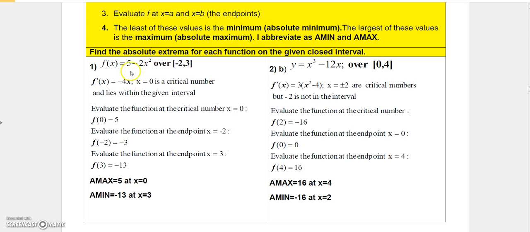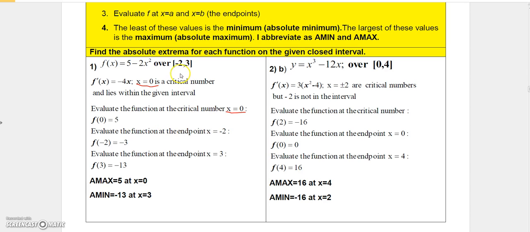Well, if we take the derivative of this, we get negative 4x for the derivative, and if you set that equal to 0, x equals 0 is our only critical number. And we need to make sure this number falls within the interval that we were given, and it does. So I will test 0 by plugging 0 into the function, and I get 5 minus 0, which is 5.